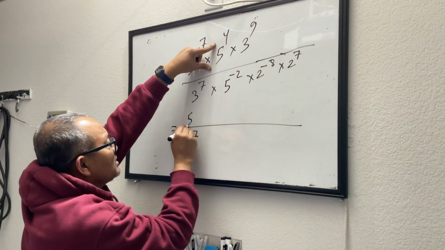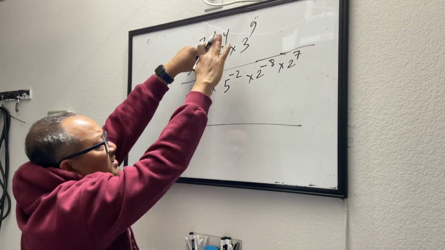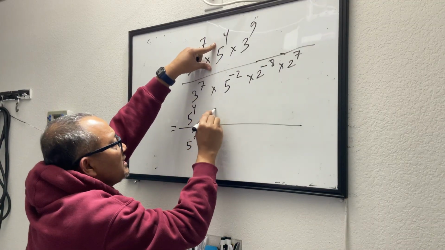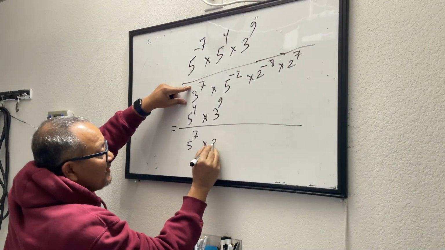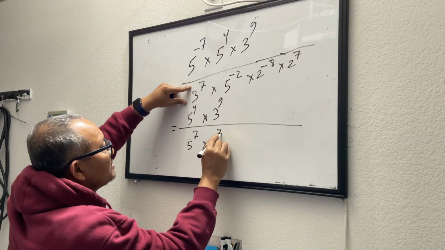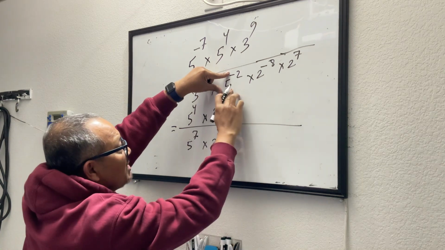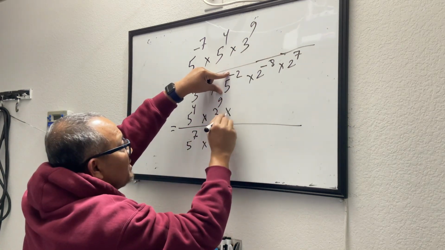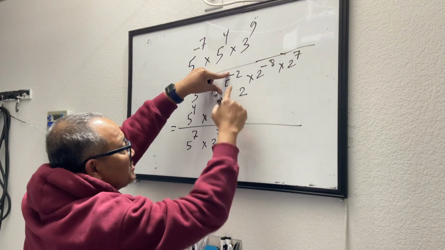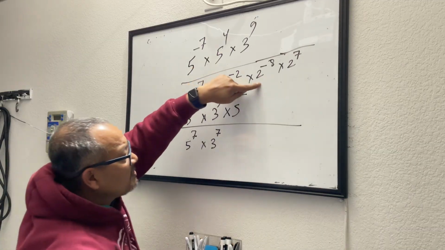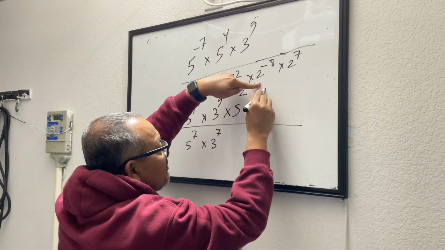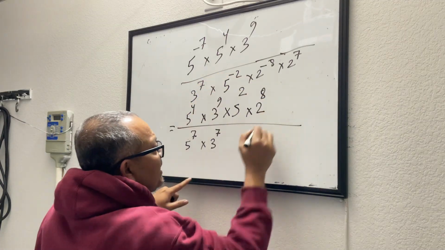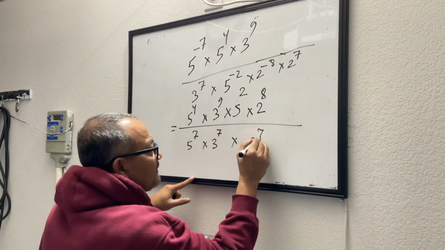5 to the power 4 is here. Positive number, I'll not touch that guy. 3 to the power 9 remains here. That's okay. 3 to the power 7 remains here. 5 to the power minus 2, I move this guy up and that becomes 5 to the power 2. Then 2 to the power minus 8, again I move it up, that becomes a positive power. Then I have 2 to the power 7.